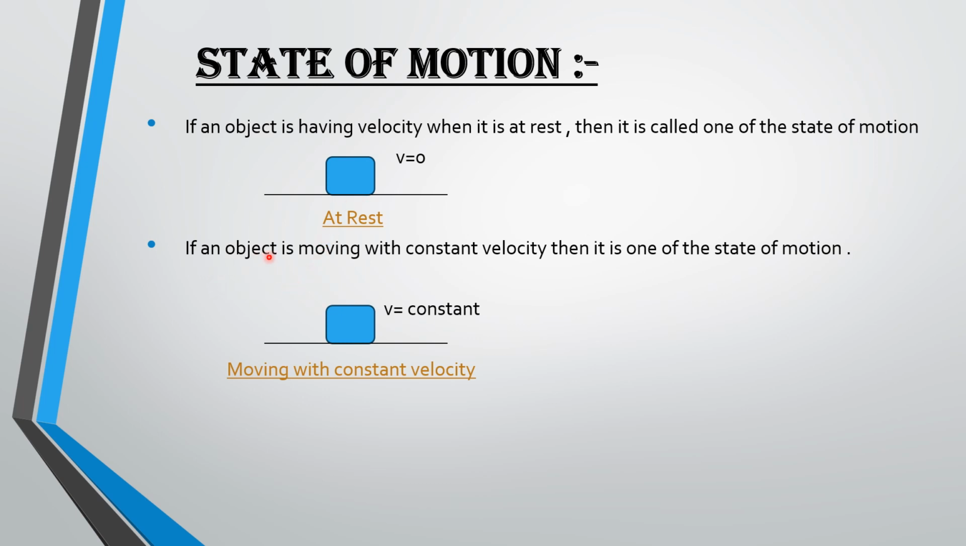If an object is moving with constant velocity, then that is another state of motion. When we apply a force or some external agent to the object, it will move with constant velocity. So being at rest is one state of motion, and moving with a velocity is another state of motion. These are the two states of motion we have to know in this topic.